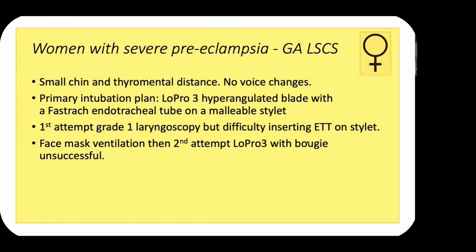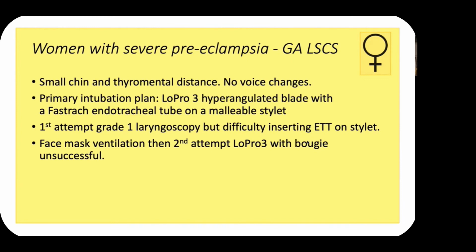Time for two further short cases, both general anaesthetic caesarean sections. The first case was an urgent caesarean section in a woman with severe preeclampsia. Regional anaesthesia was contraindicated due to the short time since a dose of enoxaparin. The patient was assessed by the labour ward trainee anaesthetist, who noted that the mother had a comparatively small chin and thyromental distance. Based on this, they judged that there was an increased risk of difficult laryngoscopy and made a plan to use a GlideScope LoPro 3 blade first line.